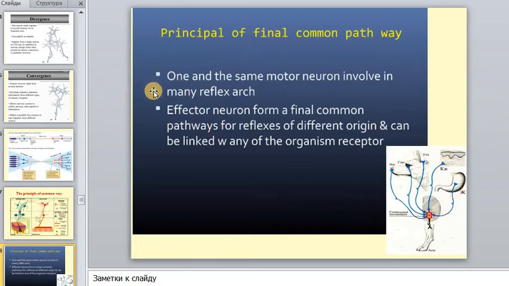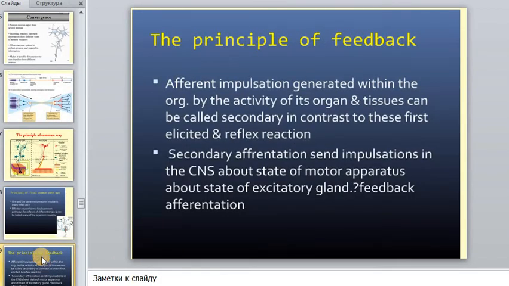One and the same motor neuron is involved in many reflex arcs: from the eye, like the previous example, from the nose, from the hair, from the skin, from the stomach, from the autonomic nerve system, and the effector neuron from the final common pathways for reflexes of different regions can be linked to any of the organism's receptors. But the answer to these stimuli can be just one answer, movement of the body. In different cases it can be different.